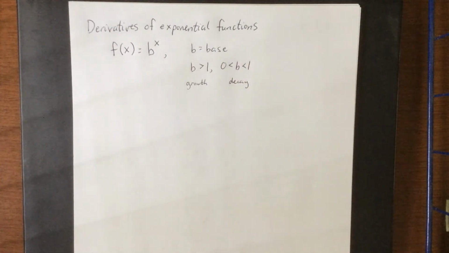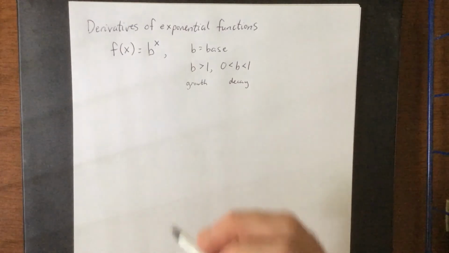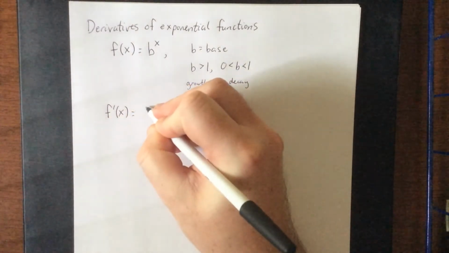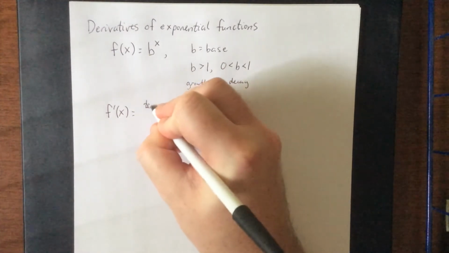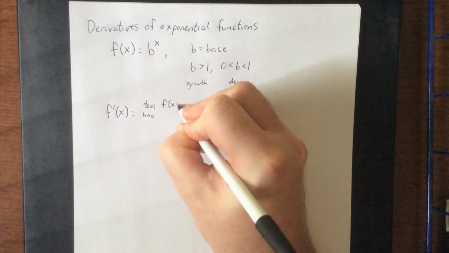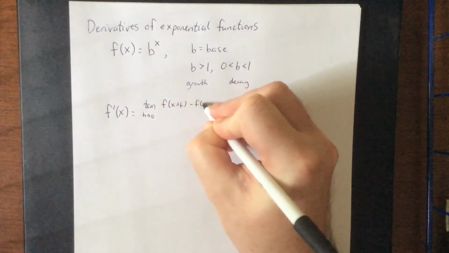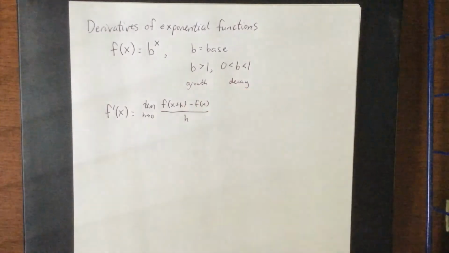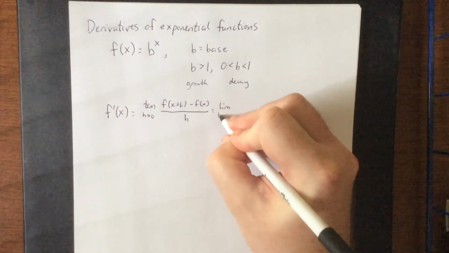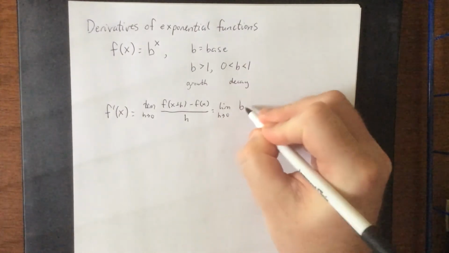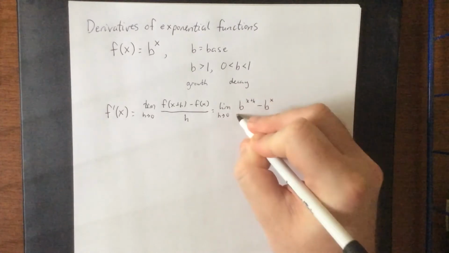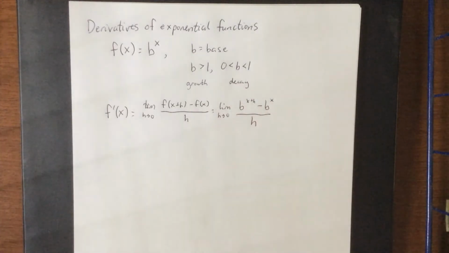So what we're going to do to derive this derivative shortcut is go back to the definition of a derivative and say that f prime of x is going to be equal to the limit as h approaches 0 of f of x plus h minus f of x all over h. Now, in the context of our function, this would be b raised to the x plus h power minus b raised to the x power all over h.